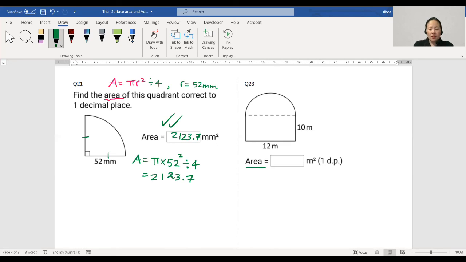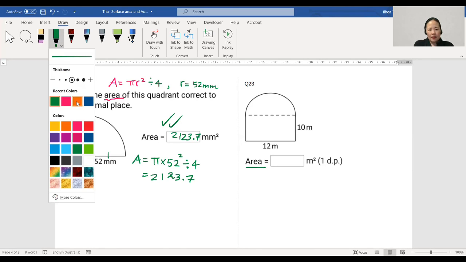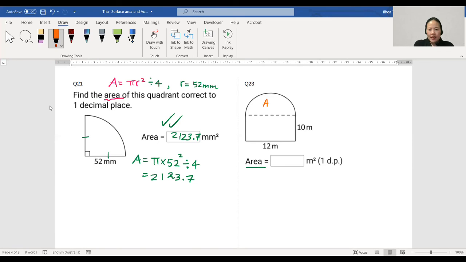Question 23. Again, it's the area. Now, this is a composite shape. A composite shape has more than one shape put together. So what I'm going to do here is separate this. I'm going to call the top one area 1, the bottom area 2. So the total area, TA is for total area, I have to find area 1 plus area 2. All right, so I'm going to find area 1.